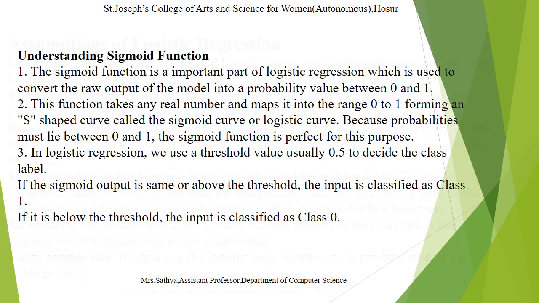Next is understanding the sigmoid function, which we already discussed. It has an S-curved shape, and the threshold is 0.5. Above 0.5 it is considered class 1, and below 0.5 it is considered class 0.